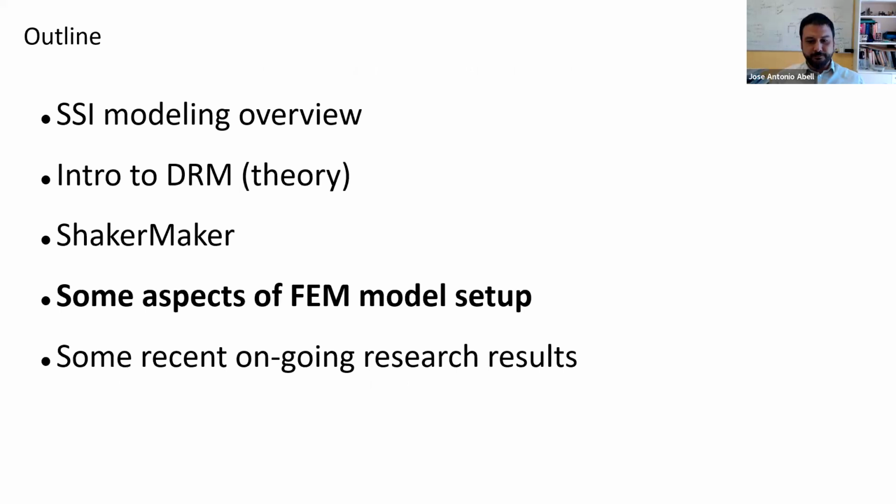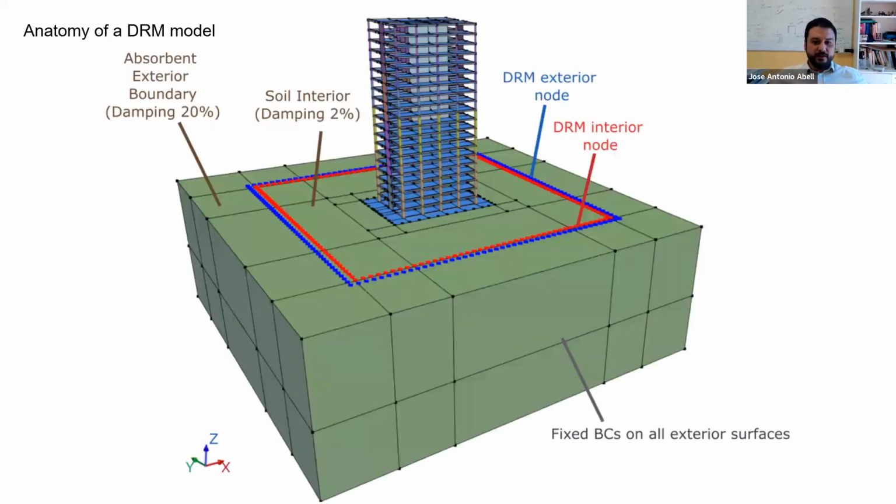And then after talking about ShakerMaker, I want to tell you about some aspects of how you need to set up your finite element models to do DRM. This slide shows what a typical DRM model looks like. You have your feature in the center, the red nodes represent the interior of the DRM box, and the blue ones represent the exterior of the DRM box. This model right here, we'll talk about later. It's a linear model, but you can have whatever you want inside here.